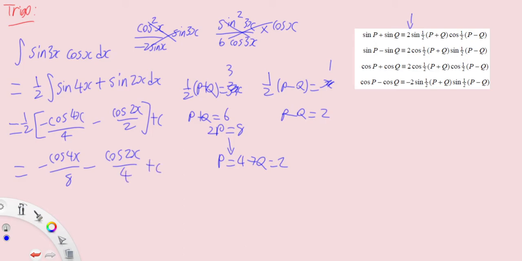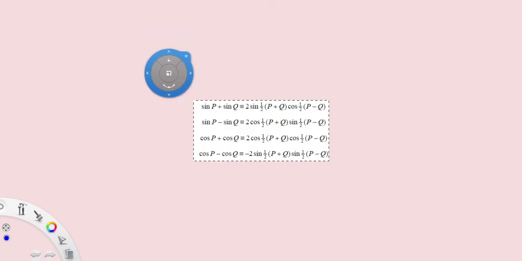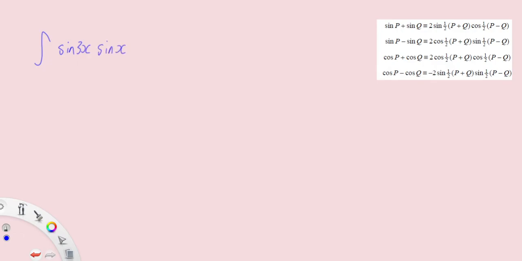Take a look at another example. So let's bring these four equations back for you to look at. Let's say I instead change it now to sine 3x sine x. Just keeping the same numbers so that it's easier. So now we know that with two of the same trigonometric functions, we will have cosine p minus cosine q. You can only choose one because cosine p plus cosine q gives cosine cosine, and cosine p minus cosine q is the only one that gives you sine sine. So you have no choice with that.